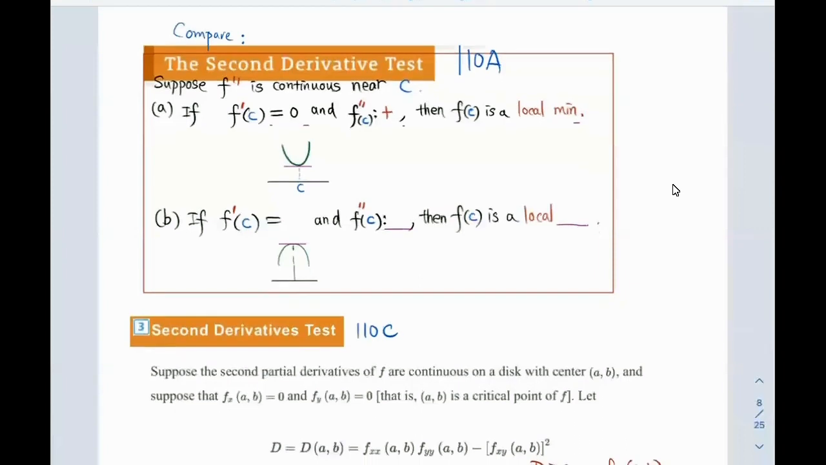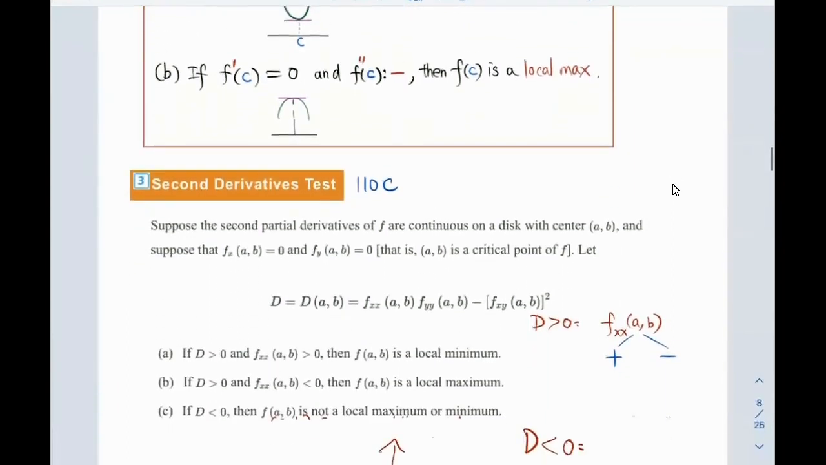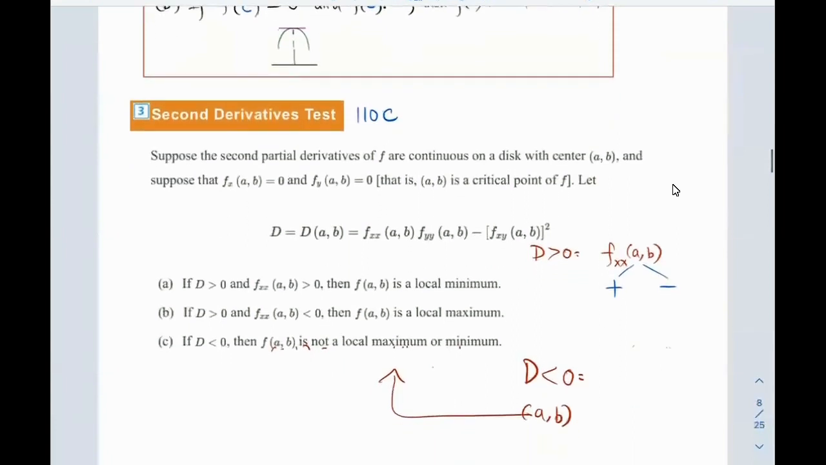And similarly, if f prime of c is equal to 0, and if the second derivative is negative, then the function value will be a local maximum, right? Okay, good. So that was the second derivative test in 110A, calculus 1. Now we're going to have this second derivative test in 110C.